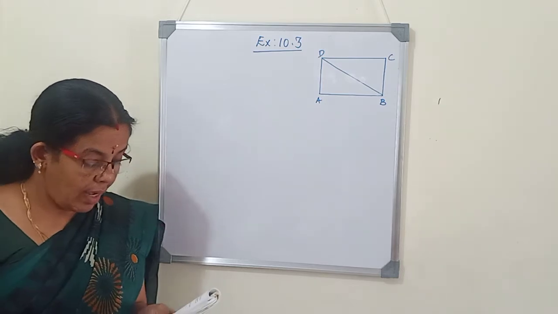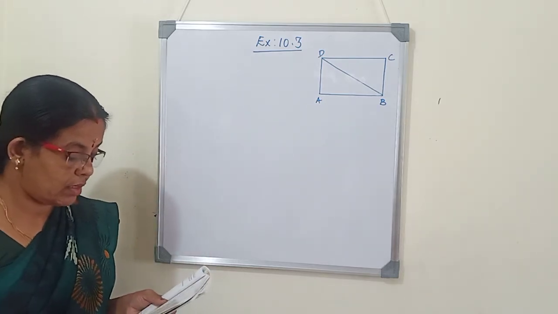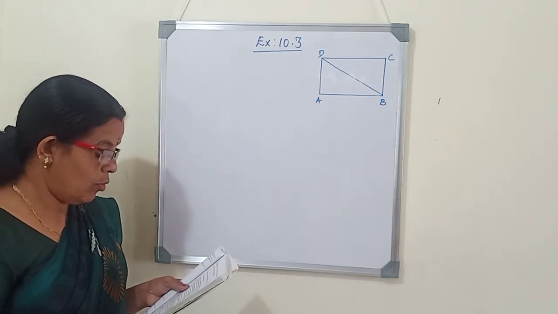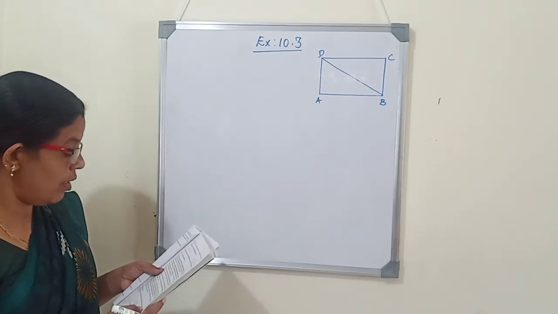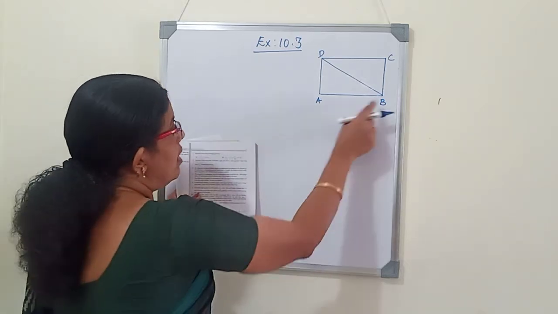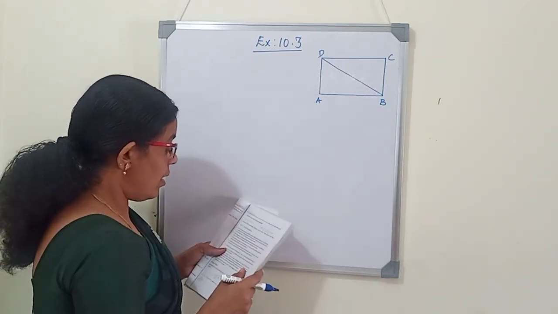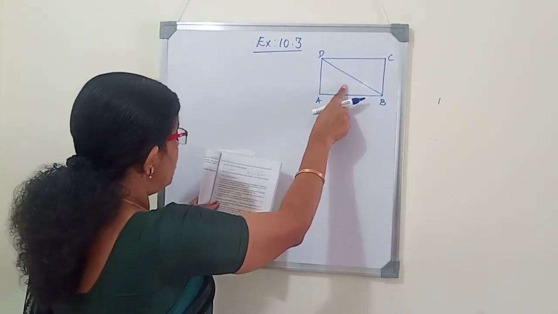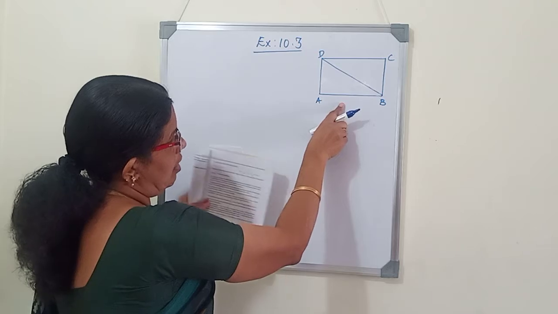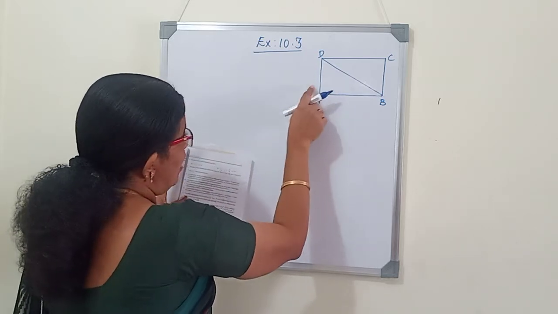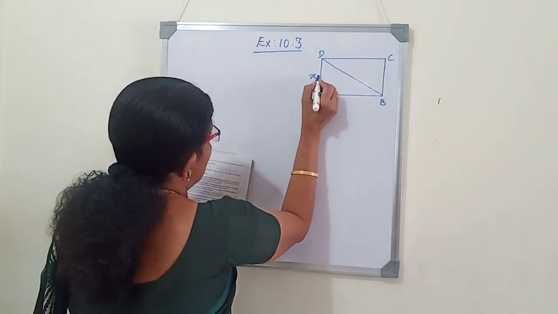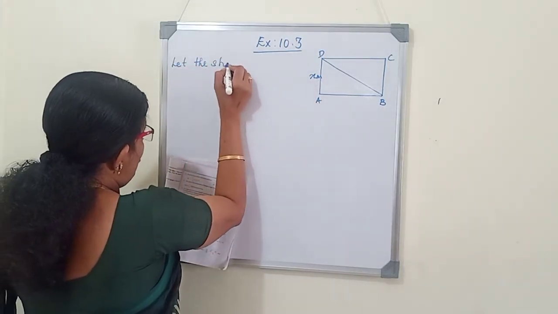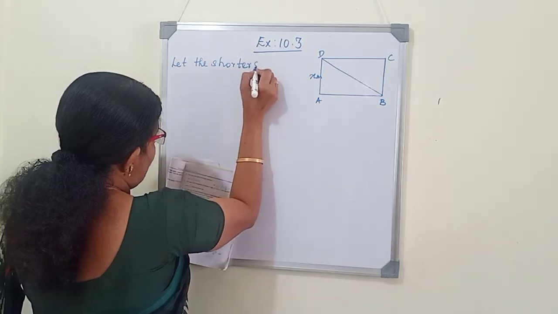Next question. The diagonal of a rectangular field is 60 meter more than the shorter side. If the longer side is 30 meter more than the shorter side, find the sides of the field. So here ABCD is a rectangular field. It is given that the diagonal of the rectangular field is 60 meter more than the shorter side. So we'll consider AD as the shorter side. Let the shorter side be x meter.